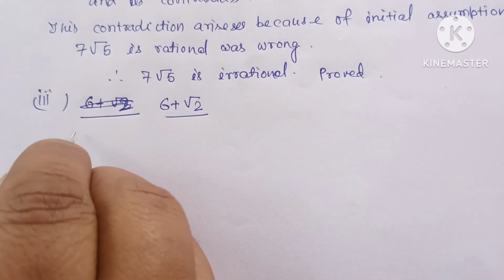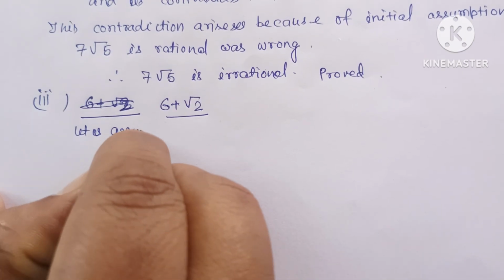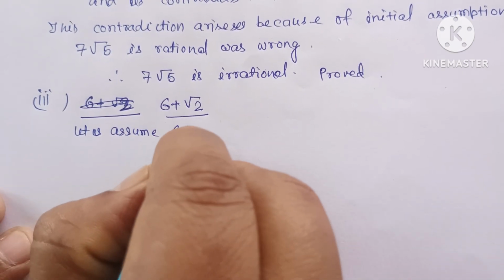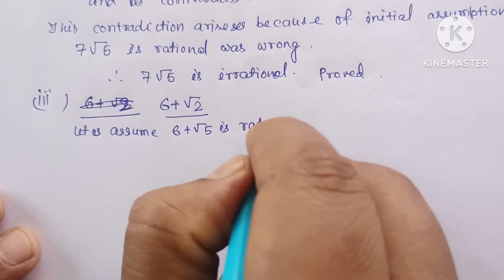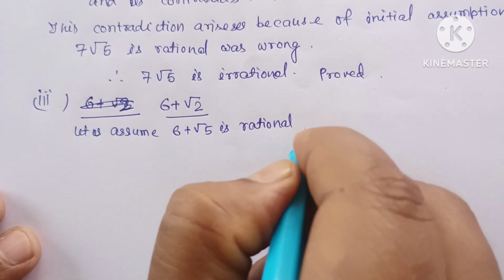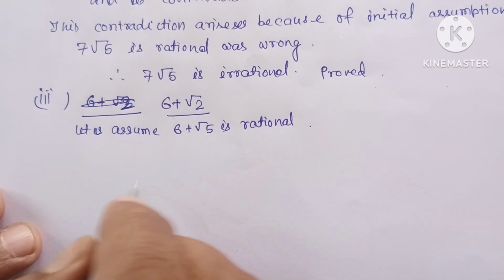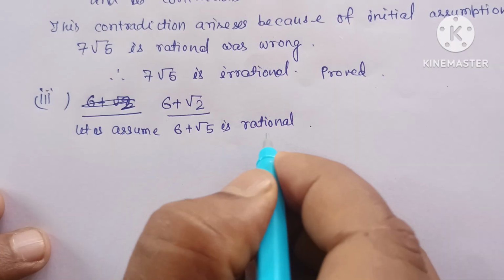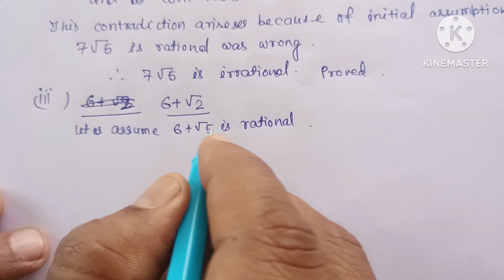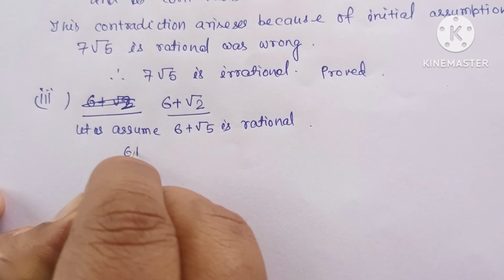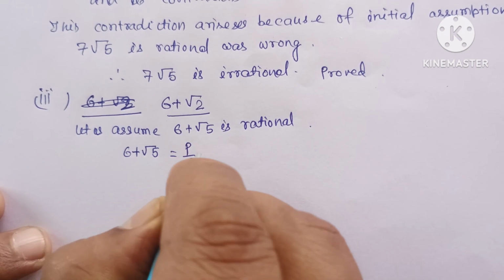Here the same thing you do. Let us assume 6 plus root 2 is a rational number. Rational means, again the same thing, you have to write in the form of p by q. So 6 plus root 2 is equal to p by q.